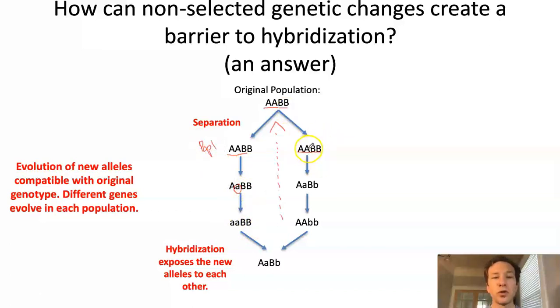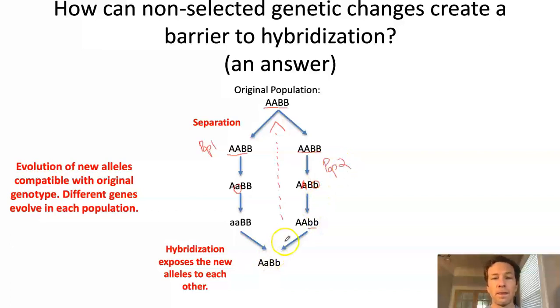In population 2, let me fix a mistake here. Let's make this big A. Okay. In population 2, initially the genotype is the same as the original population, but again, at some point we have a random mutation that creates allele little b, so a recessive allele. And just by genetic drift, over time, allele b becomes fixed in population 2.